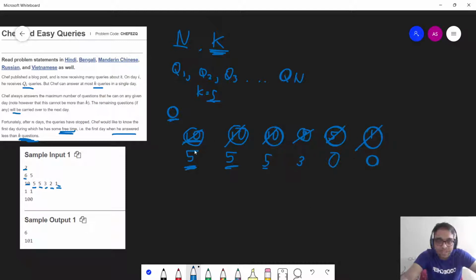So as you can see, every day Chef solved 5 queries, here also 5, here also 5, here also 5, here also 5. But on this day, he solved 1 query. So this is what the question is asking. So which is the day 1, 2, 3, 4, 5, 6. So on the sixth day, Chef answered 1 query. That is the first day when he answered less than k questions, and in this case k was 5. So every day he answered 5 questions except the sixth day where he answered only one question. So this becomes my required answer, right?